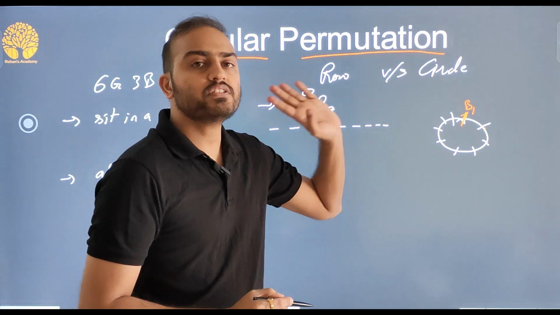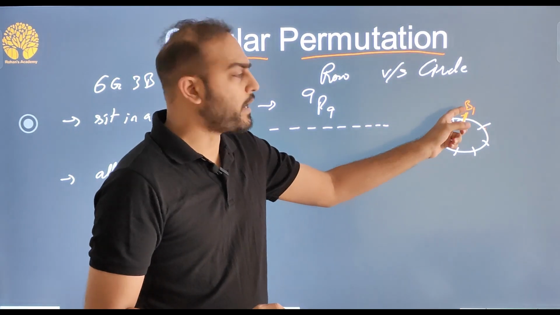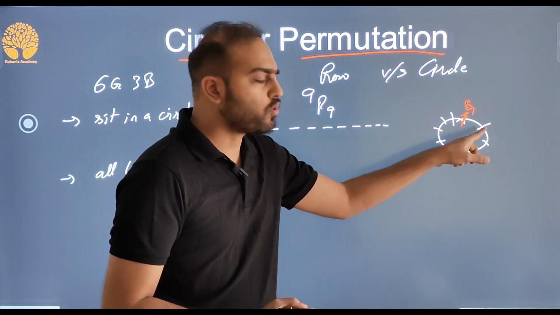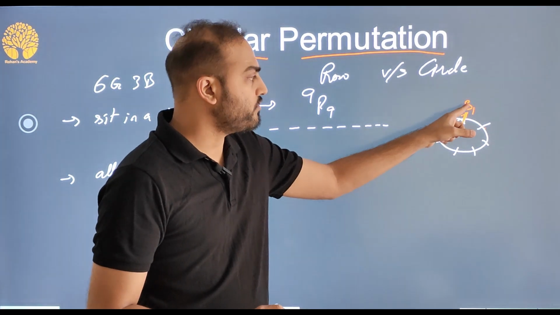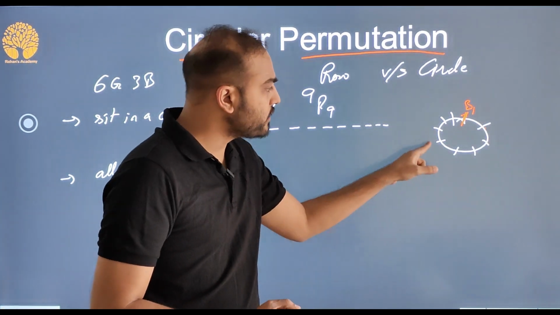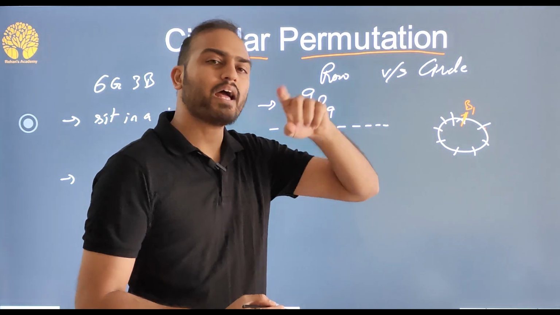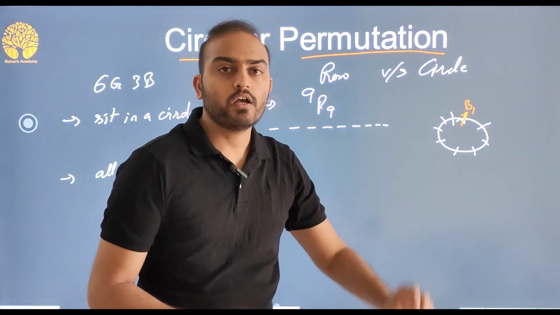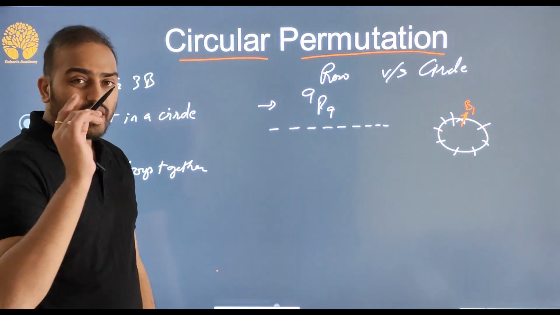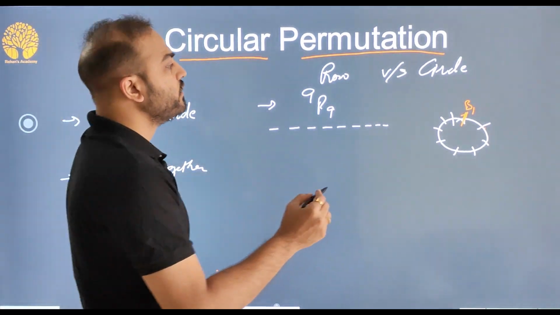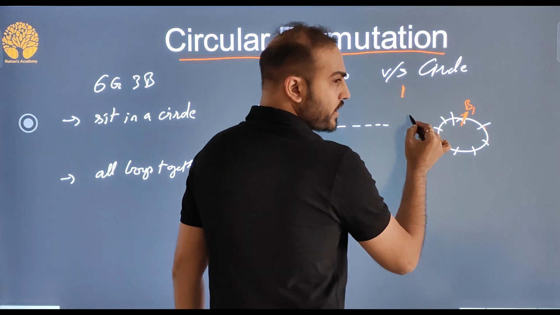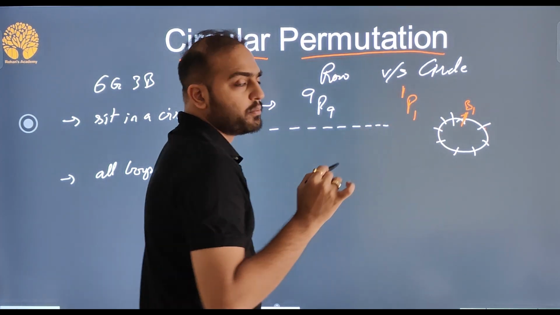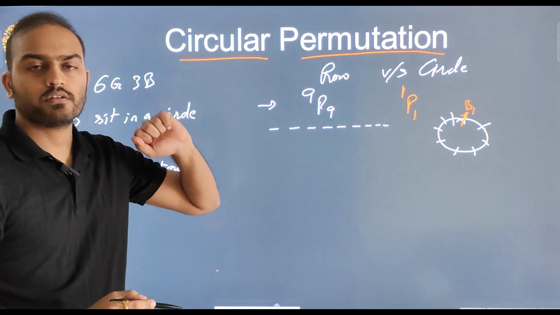Now my counting will start from him. It doesn't matter whether you go clockwise or anti-clockwise. If this is my starting point, the moment I reach boy number 1, I know the circle is over, or this is my last point, right? So what has happened? One variable got fixed in one position, already done.